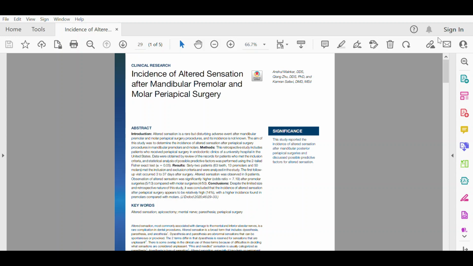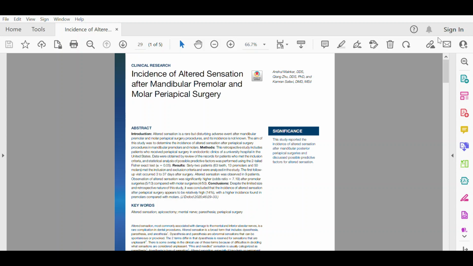Dysesthesia and paresthesia are abnormal sensations that can be spontaneous or provoked. The two terms differ. Dysesthesia is reserved for sensations that are unpleasant, whereas paresthesia is like a pins and needles sensation, and anesthesia is a loss of sensation.